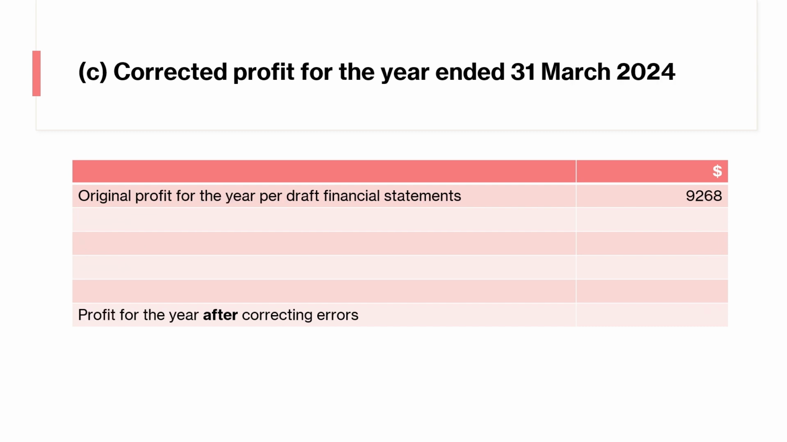The last section, we have to prepare the corrected profit for the year. We have to calculate the corrected profit for the year. And we are given the original profit figure, which is 9,268. Just like in part B, we will have to go through the journal entries and figure out what errors affect the profit. How do you calculate profit? Profit is income minus expenses. So if there is an income account or an expense account affected, then we will adjust for it.